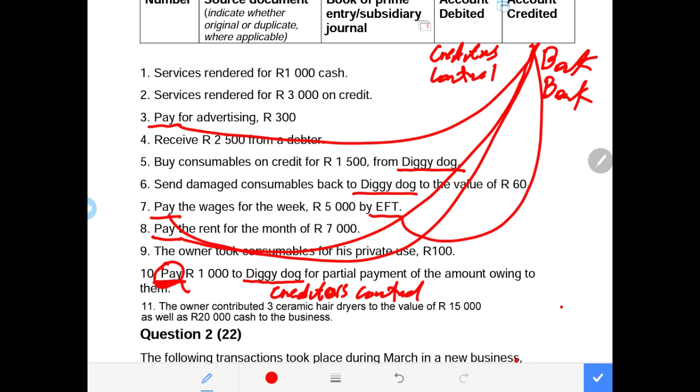We have paid people whom we are owing money. So when we pay them, their account must decrease on the debit side. Creditors control or accounts payables is a liability. So whenever we pay our liability, it will decrease on the debit side. Then this will be under number 10, because we paid, a cash payment journal.